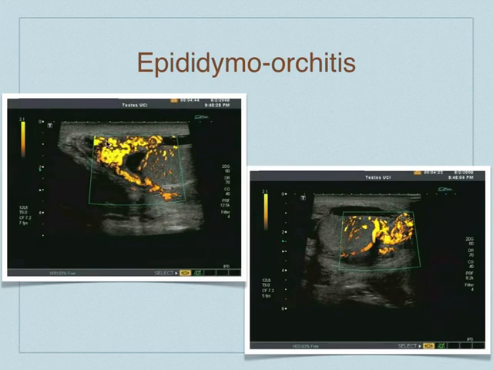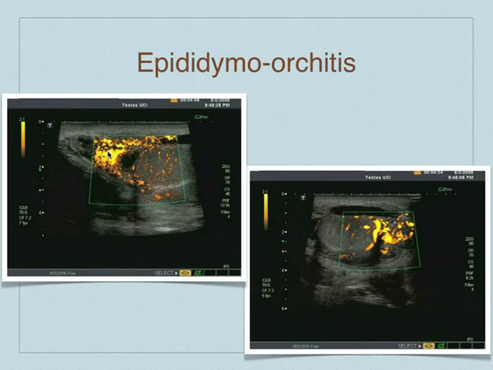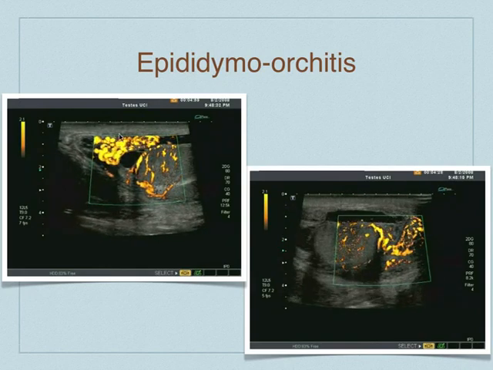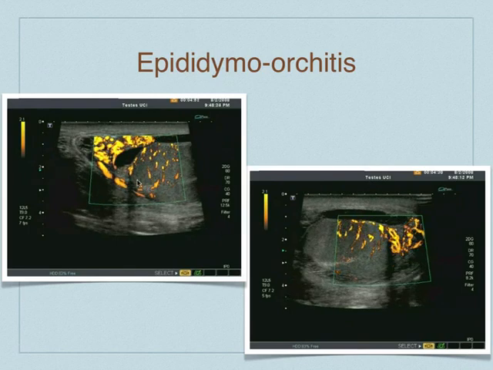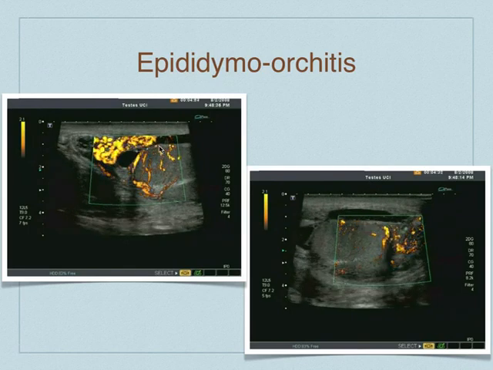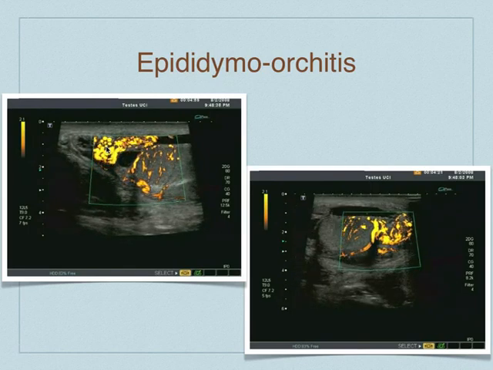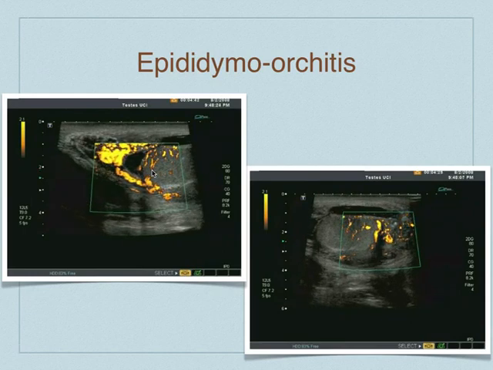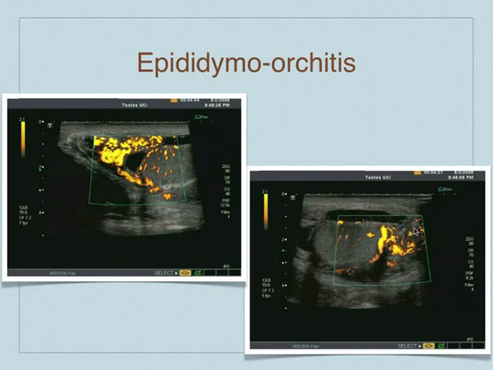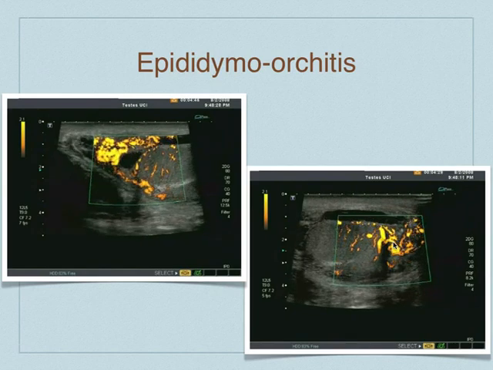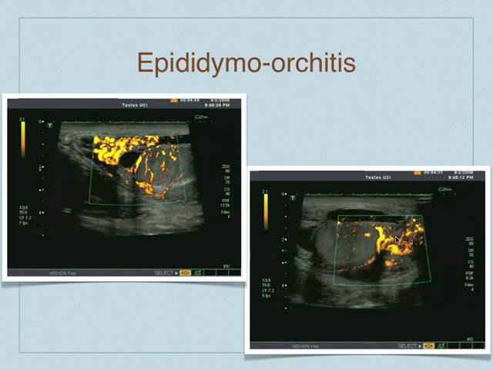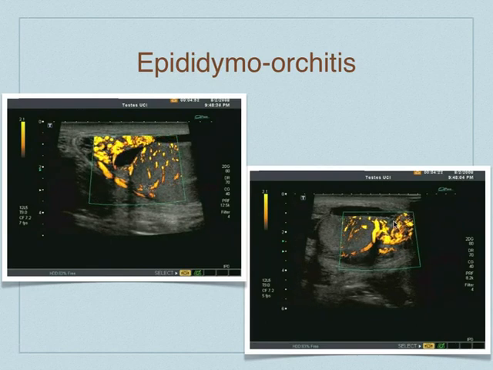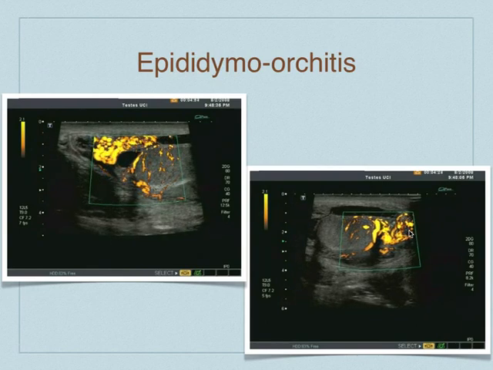This is the head of the epididymis, seen above the testicle or superior to it, and we put power flow on. It's very hyperemic, lights up like a Christmas tree. This is an example here of epididymo-orchitis. The testicle itself is also very hyperemic. We'd go down here to the tail of the epididymis. Remember, the epididymis has a head, body, and tail. In this case, we're seeing, again, orchitis and epididymitis as well.